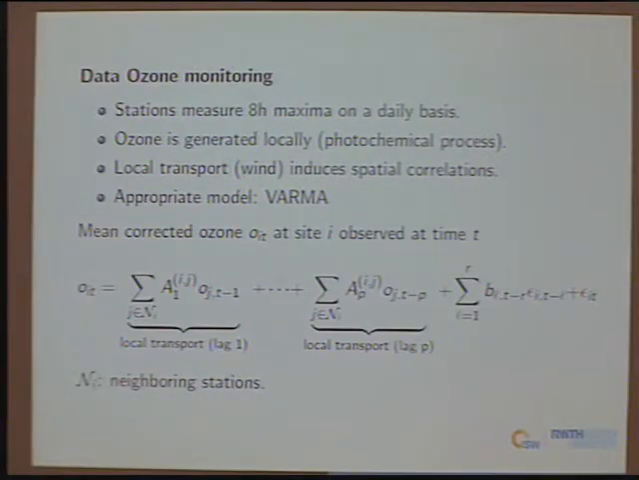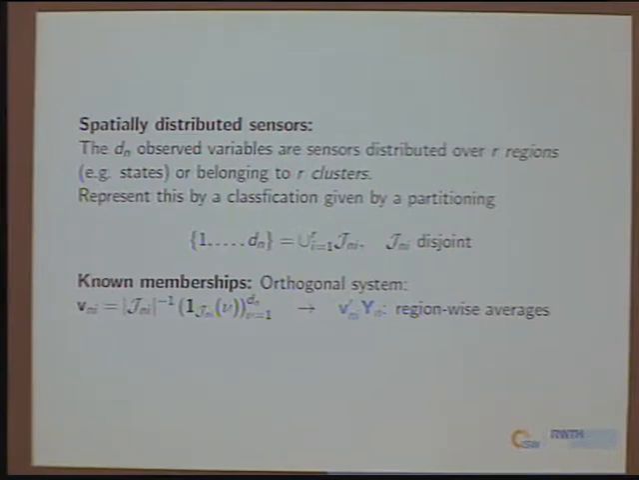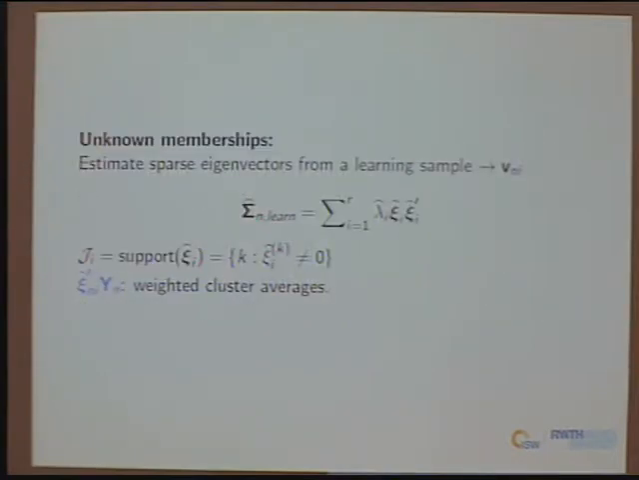If you have such spatially distributed sensors, suppose we have D observed variables distributed over R regions, for example states. This can be represented by classification easily. This means we have a partitioning of the index sets of the variables. If you know the memberships, then we can very easily define an orthogonal system of weighting vectors. The inner products are simply the region-wise averages and have a very nice interpretation, but usually you do not know the memberships. One way to estimate them is to estimate sparse eigenvectors from a learning sample.